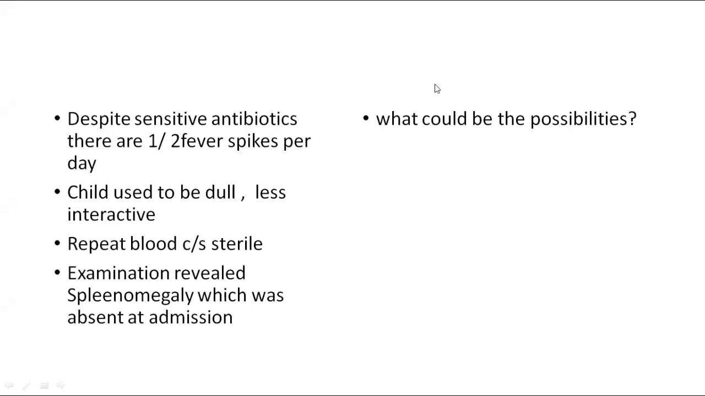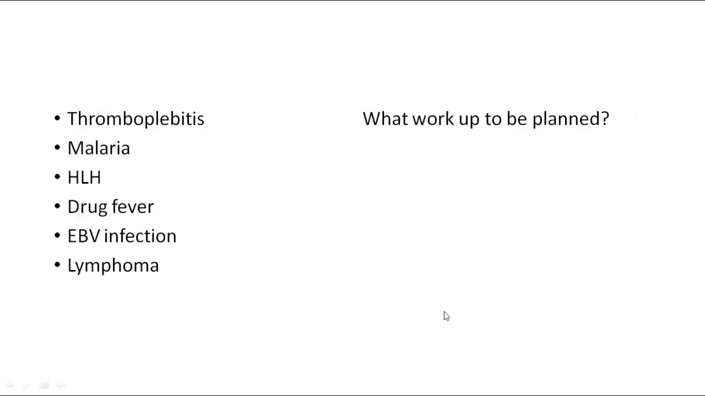Okay, so in any child admitted to hospital, a common cause could be thrombophlebitis. Infective endocarditis. So we wrote thrombophlebitis could be one possibility. Again malaria, HLH as you already told, and drug fever, which is a diagnosis by exclusion, and the possibility of Epstein-Barr virus infection. This child at admission had prolonged fevers and lymphadenopathy, and has now developed splenomegaly, so there is a possibility of EBV infection. Other possibilities could be lymphoma. Infective endocarditis you are asking, there is no infective endocarditis in this child, as serial echoes are normal.